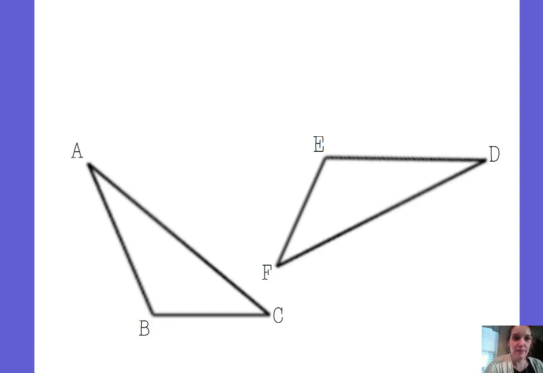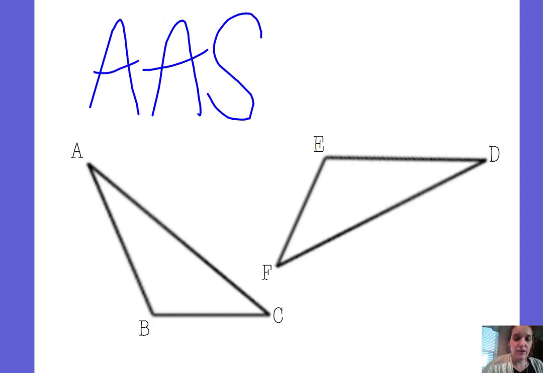Okay, the next shortcut we're going to learn about is angle, angle, side. So we're going to have two pairs of corresponding angles that are congruent and one pair of corresponding sides. So if I knew angle A was congruent to angle D and angle B was congruent to angle E, I need a pair of sides that are congruent. So I don't want to use AB and ED because that would make it angle, side, angle. I want it to be angle, angle, side. So I need to know that BC is congruent to EF. Angle, angle, side.